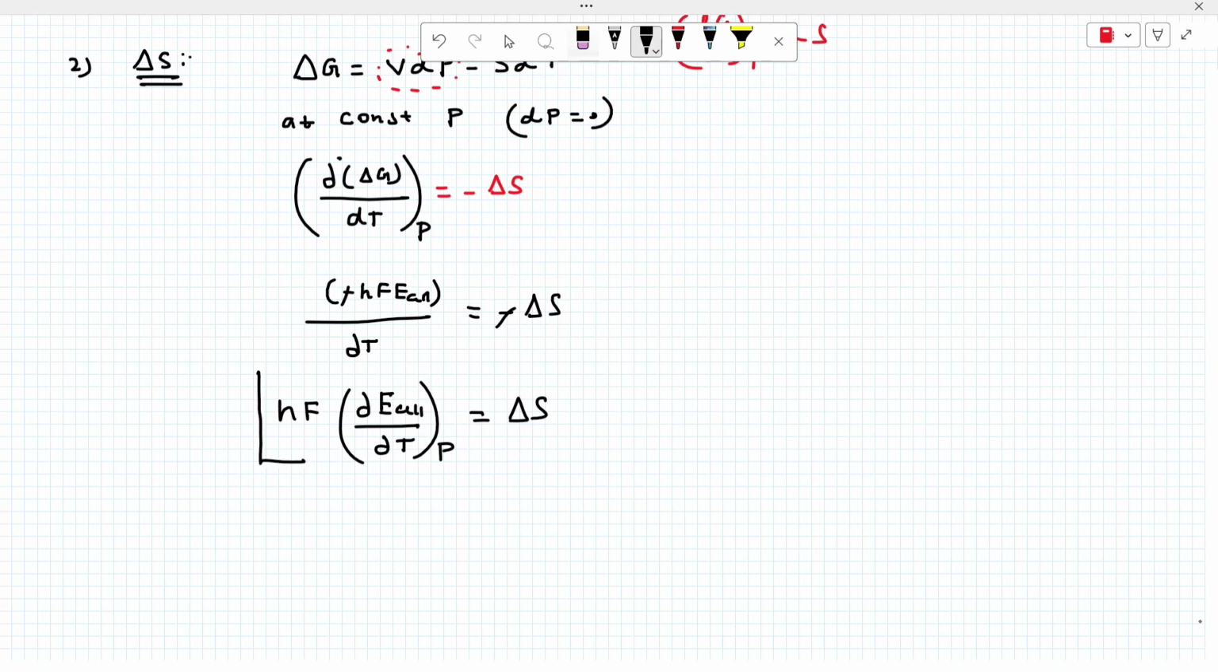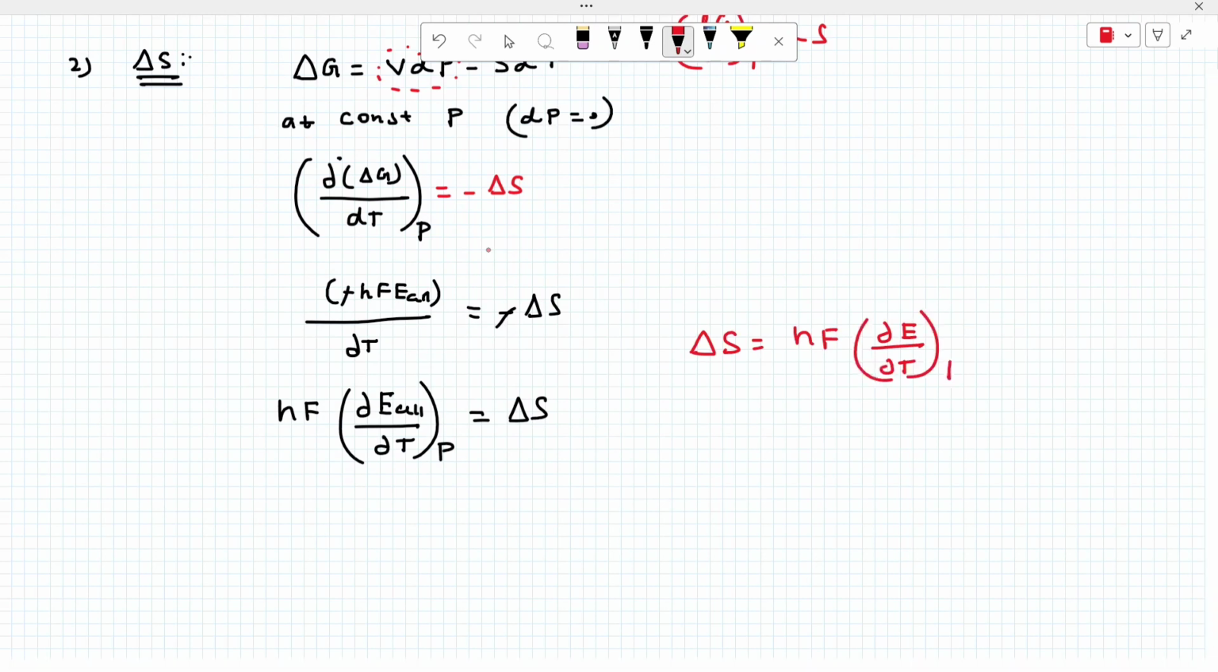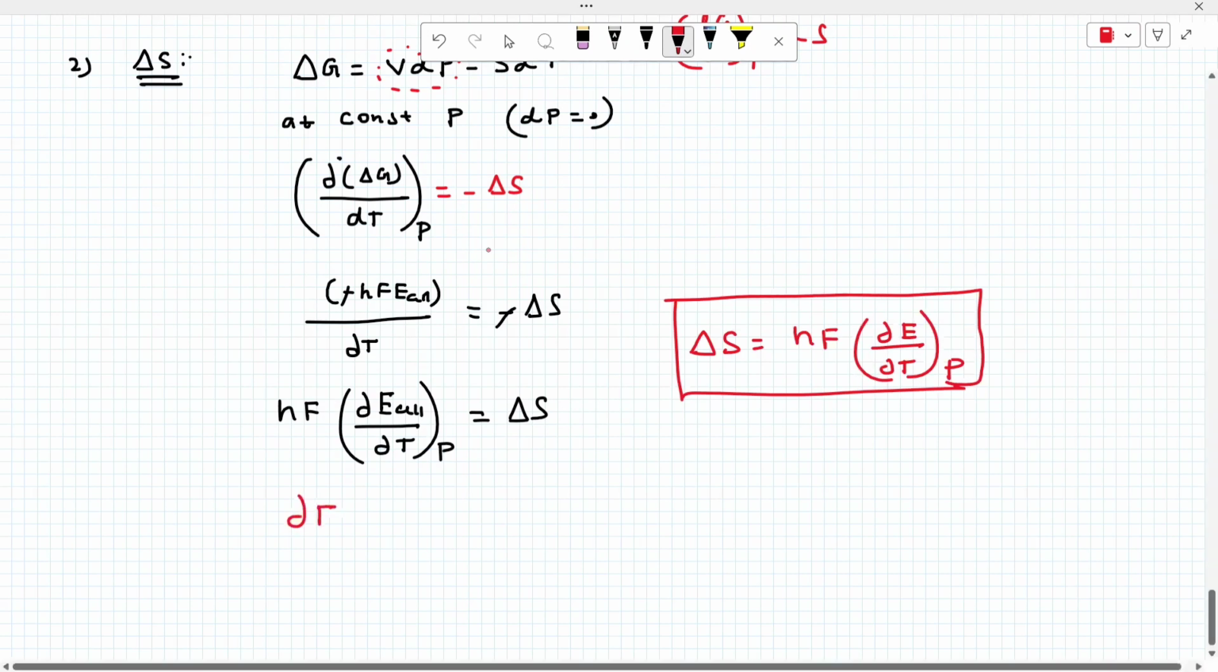And the formula, what is the formula? Delta S is equal to, see, very important formula, please note. Delta S is equal to nF into dou E by dou T at constant pressure. Important, please note. This dou E by dou T at constant pressure, what is it equal to?